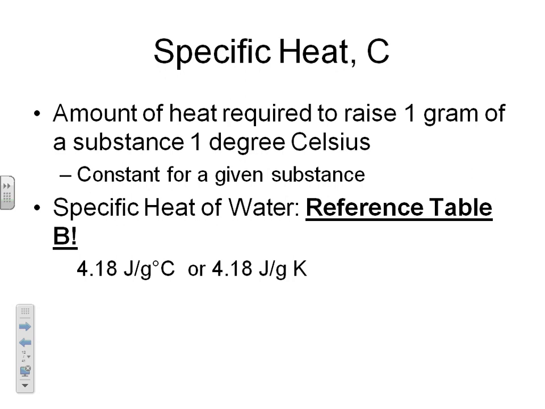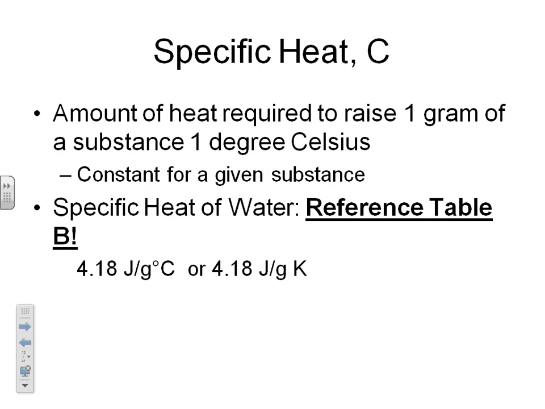It doesn't matter if it's degree Celsius or Kelvin, because if you change 1 degree Celsius, you have also changed only 1 degree Kelvin, right? Because to turn Celsius into Kelvin, you've got to add 273. So 0 Celsius is 273 Kelvin, 1 degree Celsius is 274 Kelvin. You've only gone up by 1 degree either way. So that's why the units are interchangeable for specific heat.